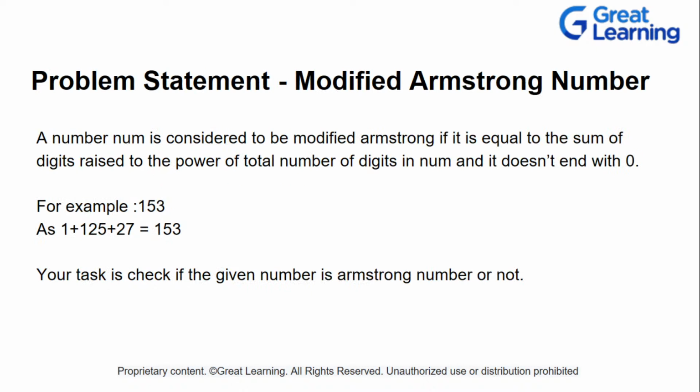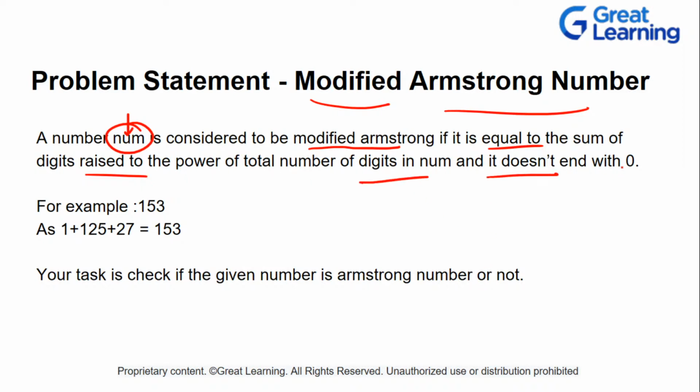So let's suppose this is your problem statement. I have taken a simple problem of a modified Armstrong number. Now what does it say? It says that a number NUM is considered to be a modified Armstrong number if it is equal to the sum of digits raised to the power of the total number of digits in the number, and it does not end with 0. So you see over here, it does not end with 0.